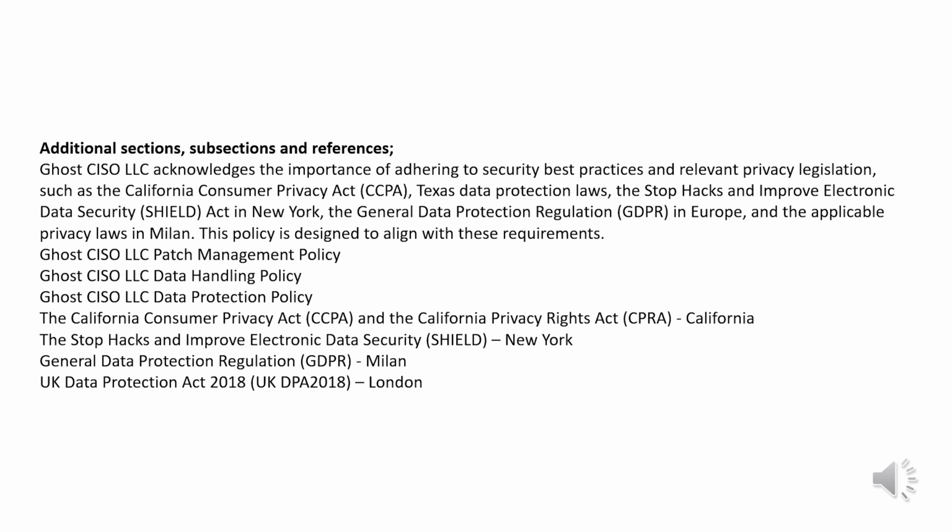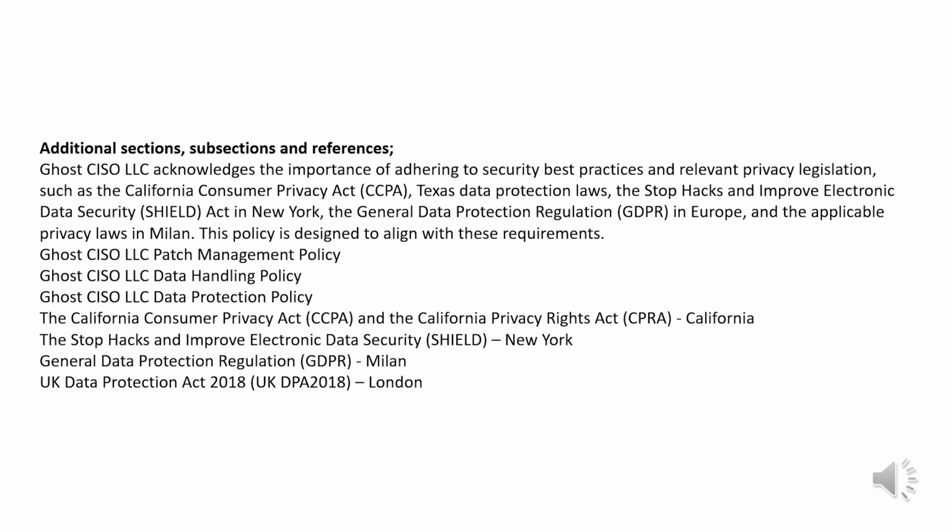At the very bottom footer of the policy, we've got the additional sections, subsections and references. So these are the references that are made throughout the policy to legislation and that kind of thing. So Ghost CISO LLC acknowledges the importance of adhering to security best practices and relevant privacy legislation, such as the California Consumer Privacy Act, CCPA, Texas Data Protection Laws, the Stop Hacks and Improve Electronic Data Security, SHIELD Act in New York, and the GDPR in Europe, and the applicable privacy laws in Milan. The policy is designed to align with these requirements.